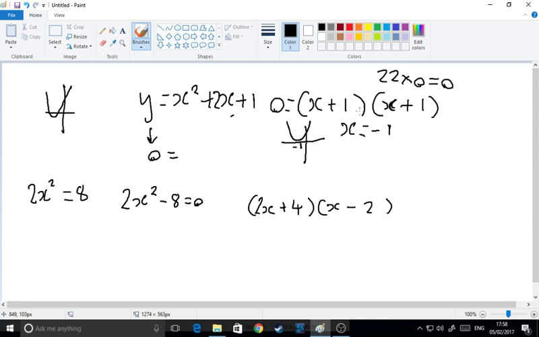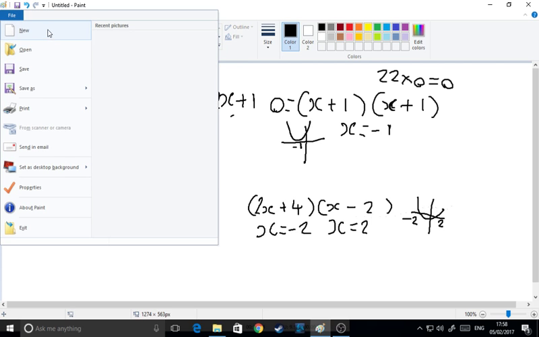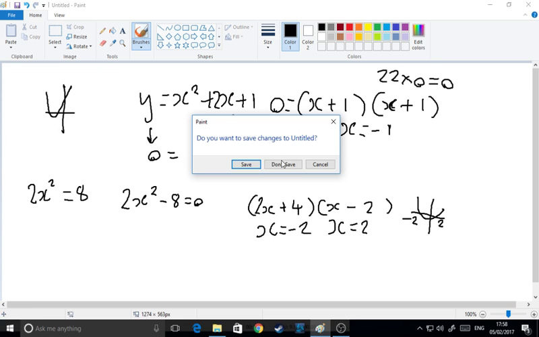And here we have two brackets. Now as we did up here, we make them 0, so if this one was 0, x would have to equal 2, and if this one was 0, x would have to equal minus 2. So on the graph it would cut at minus 2 and 2 on the x-axis. So that was question 20 on exercise 2B. Because that was done so fast, I'll do another one.